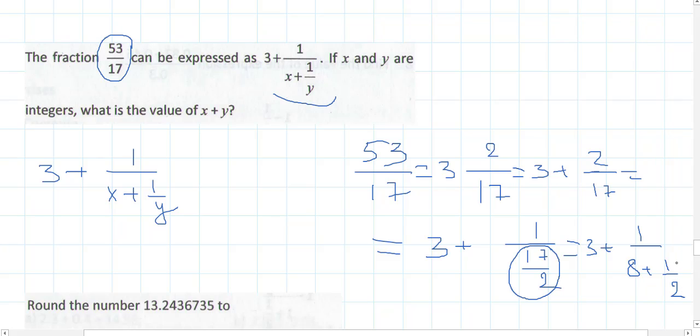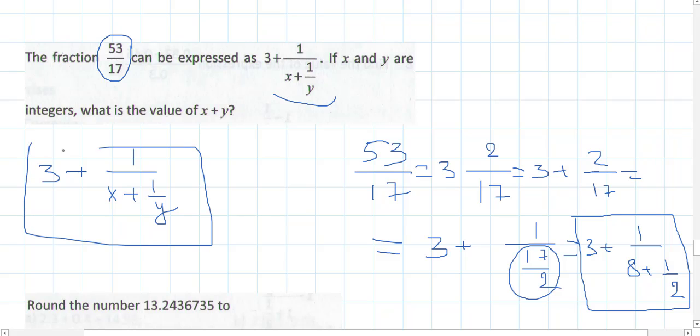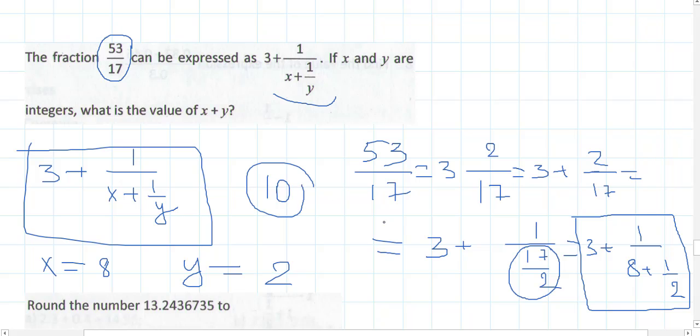So now what do we have? We have the same form as this one. So our x is 8, our y is 2. So if we add them, we need to find x plus y. It is 10. The answer is 10.